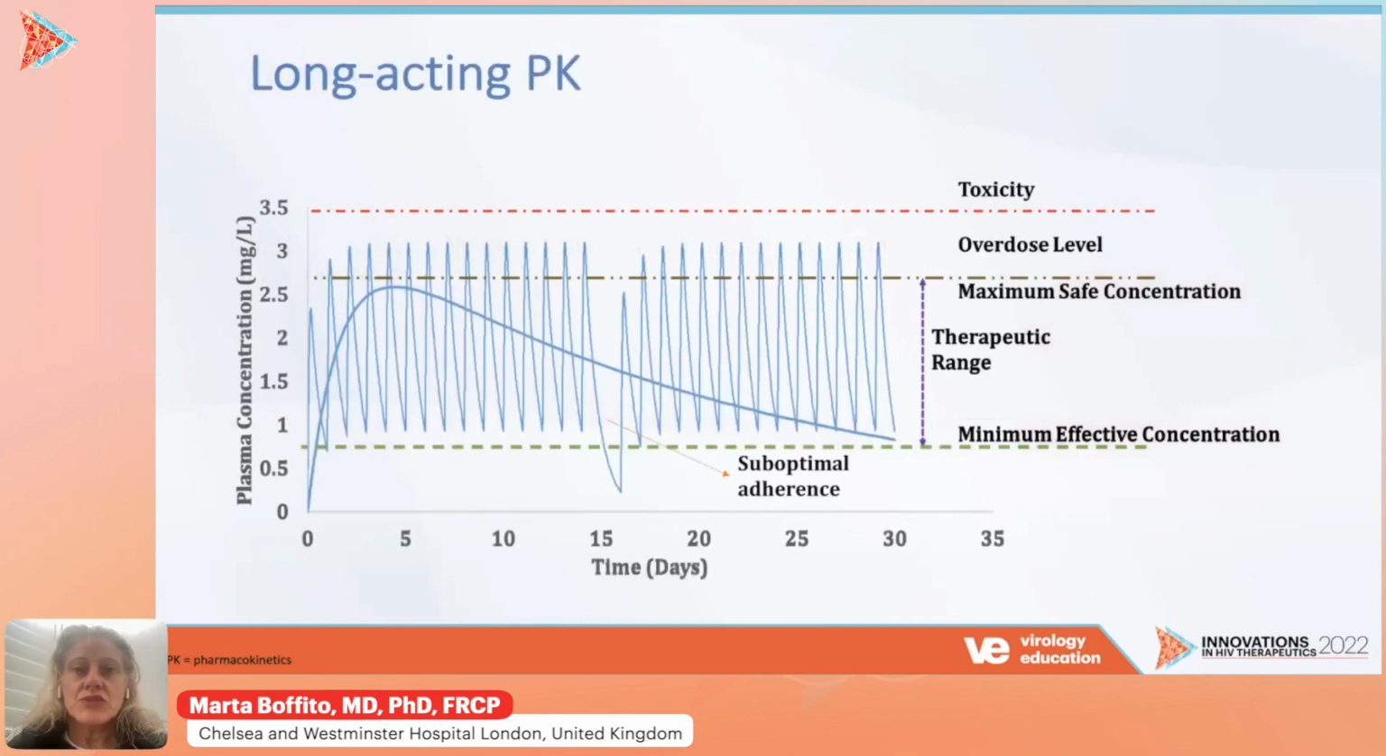So just to introduce the topic of pharmacology of long-acting, obviously, when we look at the concentrations of long-acting agents in the systemic circulation, the shape of the curve is quite different than the curve that we see following the intake of oral daily antiretroviral drugs. And you can see that the main PK parameters and concepts around pharmacology remain the same. The concentrations need to be above the minimum effective concentrations and below the maximum safe concentration. So it's very important to achieve and maintain therapeutic concentrations over the dosing interval, which is obviously prolonged.